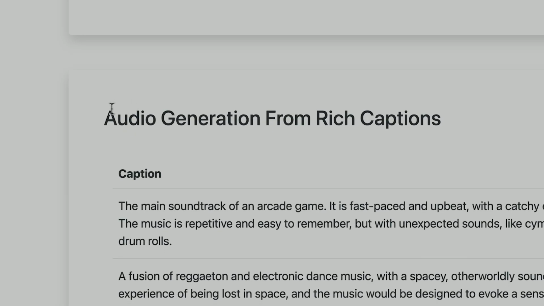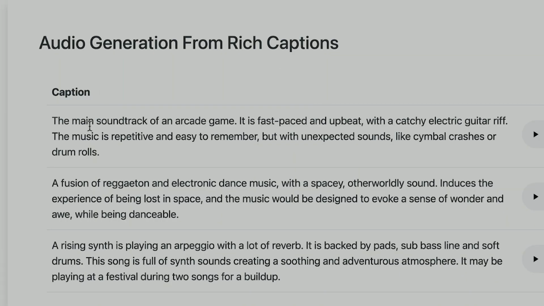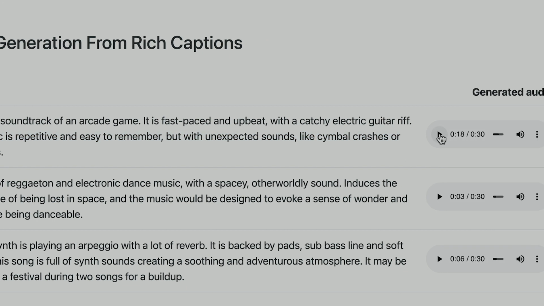Alright, so although the product is not out yet, we do have some demos here from audio generation from rich captions. Rich captions basically being that you're talking to it like a normal person. You're talking to it as if you would be having a normal conversation. For example, over here, the main soundtrack of an arcade game, it is fast-paced and upbeat with a catchy electric guitar riff. The music is repetitive and easy to remember, but with unexpected sounds like cymbal crashes or drum rolls. And now we can hear what it sounds like over here.